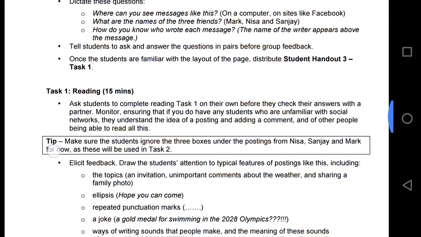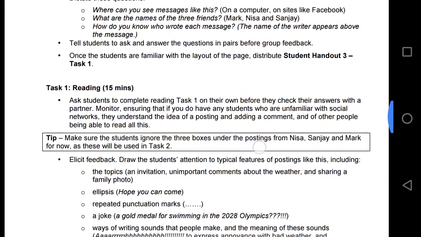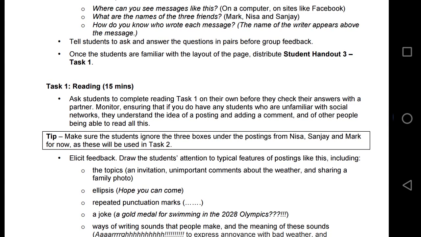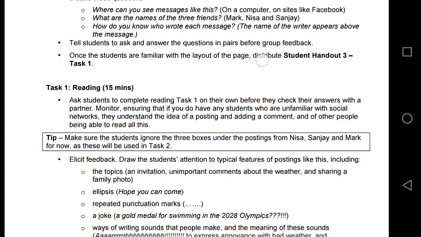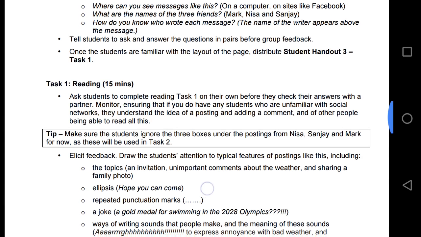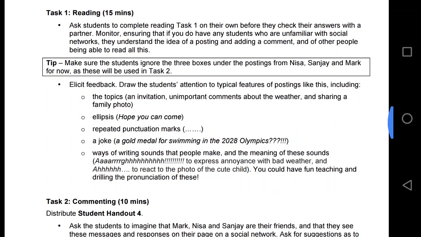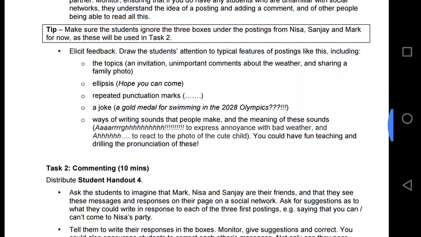All right. This tip right here, because they already have the sheet, they should know that once it's handed to them, they should not worry about filling in the box. But by now they're already on task, on student handout 3, on task 1. So here they should be talking to them by now.